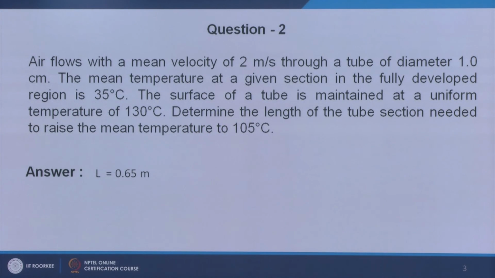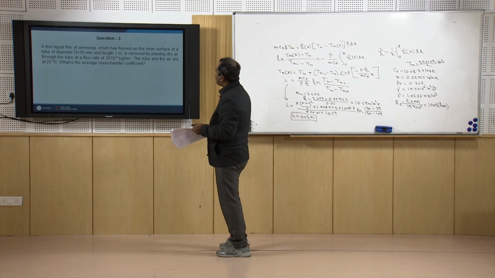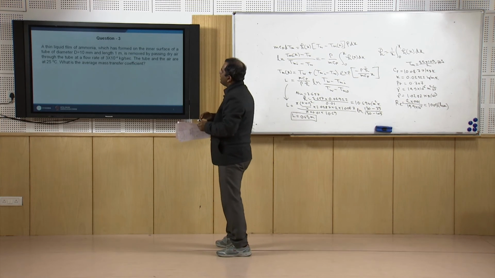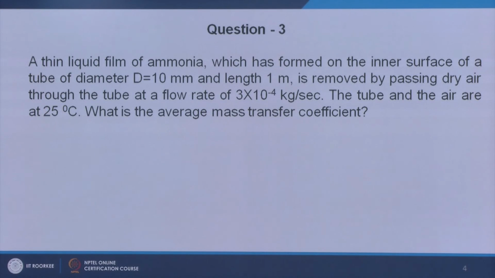Let me go to the next problem. The next problem is related to mass transfer. Here I have shown the problem: a thin liquid film of ammonia which has formed on the inner surface of a tube of diameter d equals 10 millimeter and length equals 1 meter is removed by passing dry air through the tube at a flow rate of 3 into 10 to the power minus 4 kg per second. The tube and the air are at 25 degree centigrade. What is the average mass transfer coefficient? So, in this case you have to find the mass transfer coefficient.